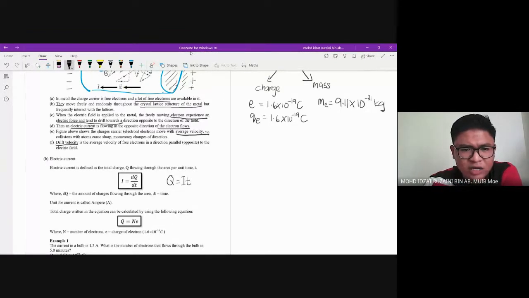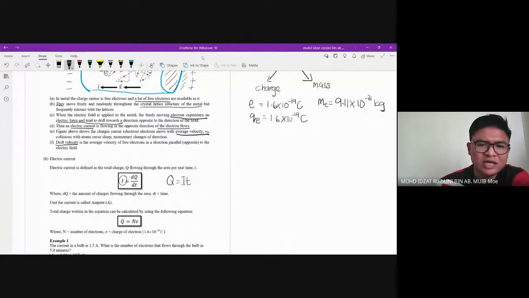dq is the amount of charge, q is charge, t is time. What is the unit? The unit is ampere, as you already know. The unit for current is ampere, and the symbol for current is I.